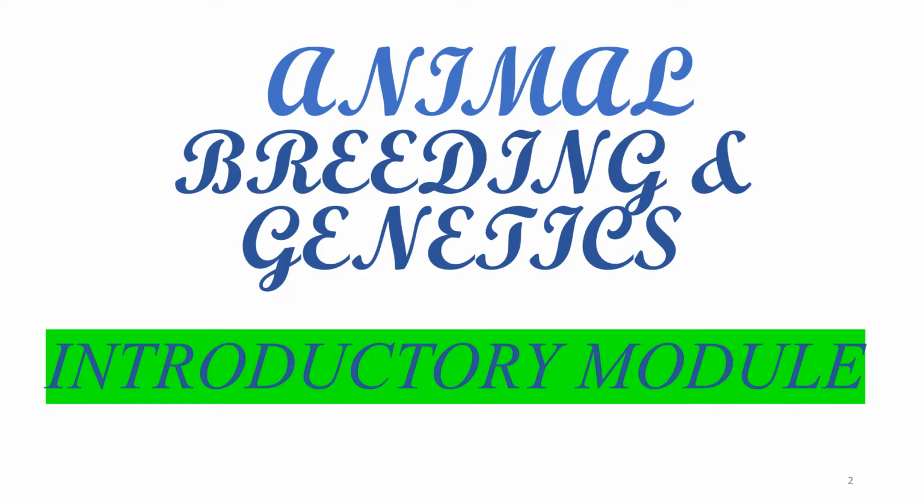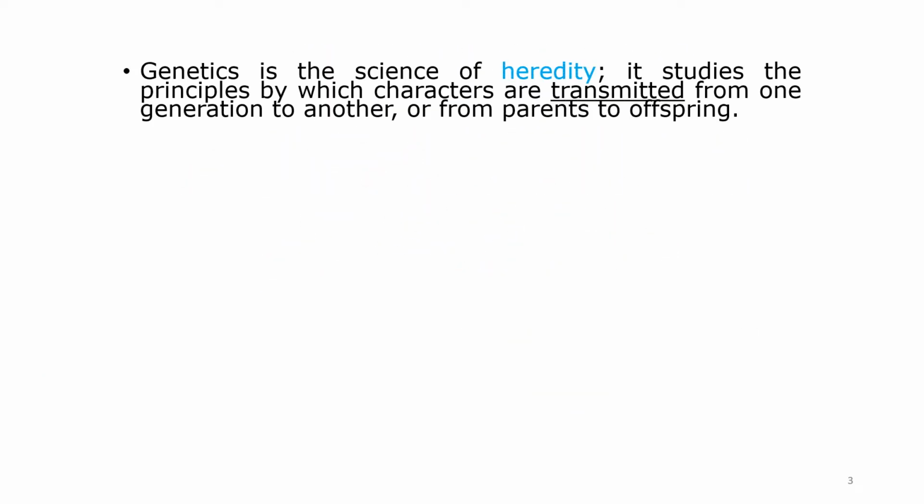In this series, we'll be looking at animal breeding and genetics. We'll be looking at various topics and how we can apply the principles underlying them in the improvement of animal breeding. This is the introductory module where we're going to introduce you to some basic things. And we want to start by looking at what genetics is all about.